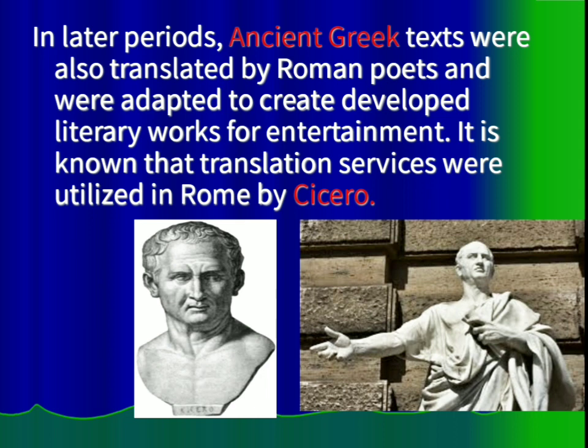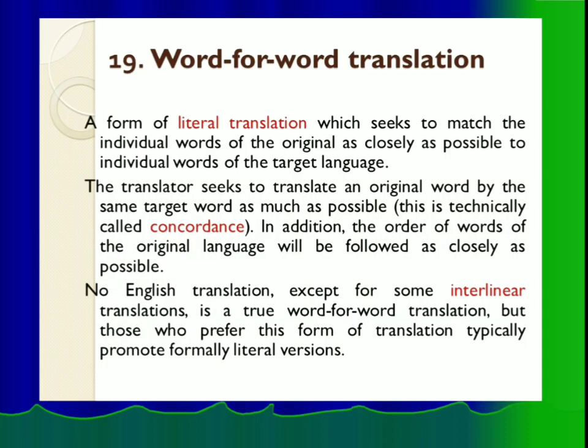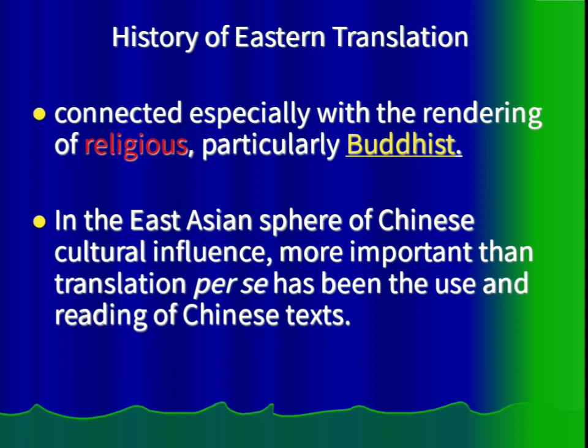In later periods, ancient Greek texts were also translated by Roman poets and adapted to develop literary works for entertainment. And it was formed by Cicero. He mainly translated the speaker's speech. He was against word-for-word translation. The debate about sense-for-sense translation and word-for-word translation was prolonged for a long time. Word-for-word translation is a literal translation when the translator tries to match individual words of the original as closely as possible to individual words of the target language. It is called word-for-word translation.